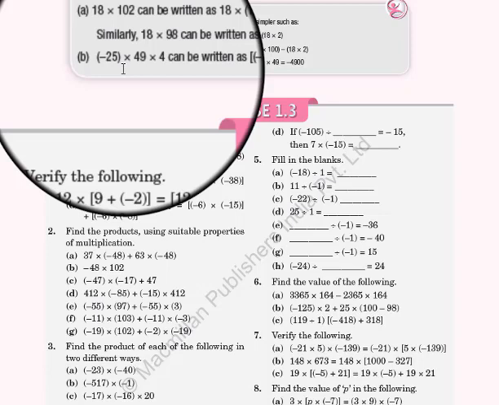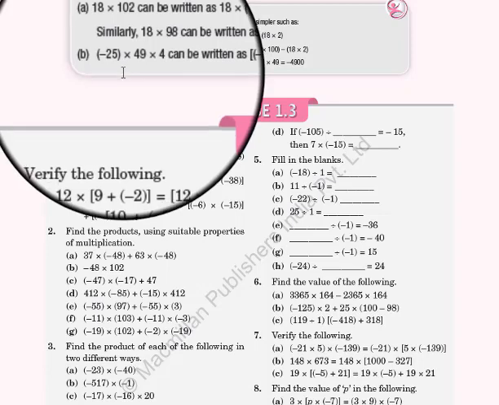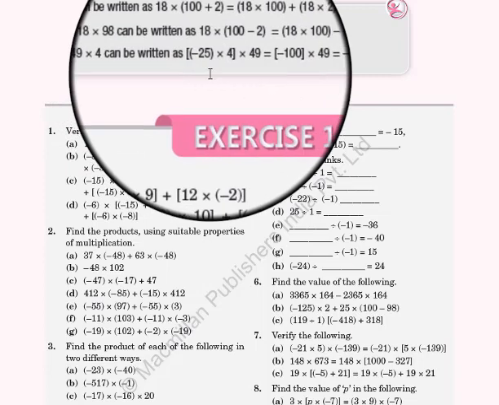Similarly, in the B part, if you see, minus 25 into 49 into 4. Here we have to do the rearrangement. If you multiply 25 into 49, that will be quite a big calculation for you. Instead of that, multiply minus 25 into 4, because in any order we can calculate; the associative property says that whatever order you multiply, you will always get the same result. So minus 25 into 4 comes out to be minus 100, and minus 100 into 49 comes out to be minus 4900.